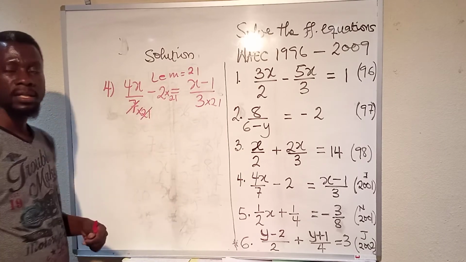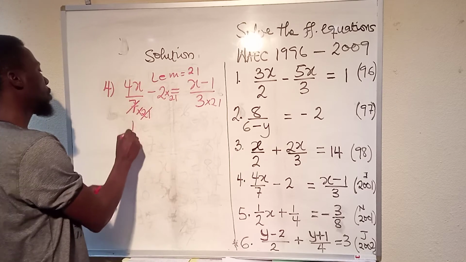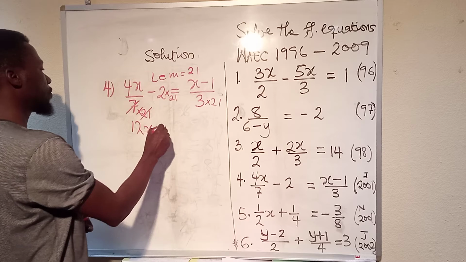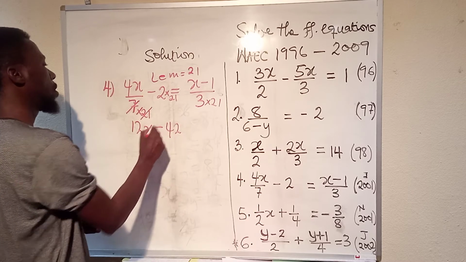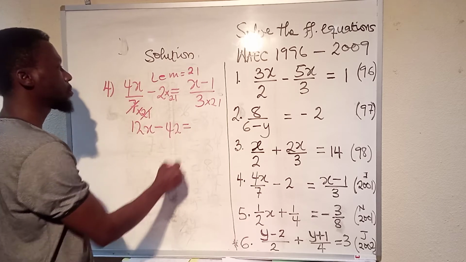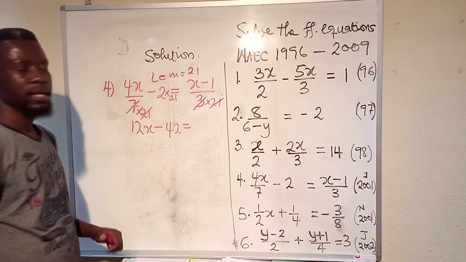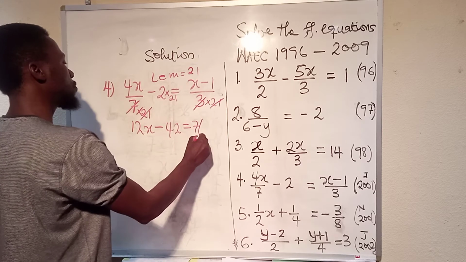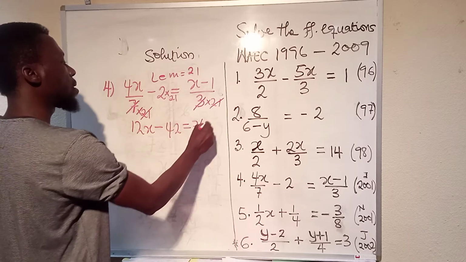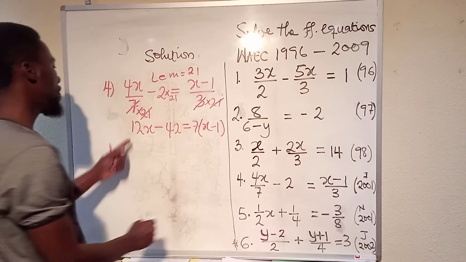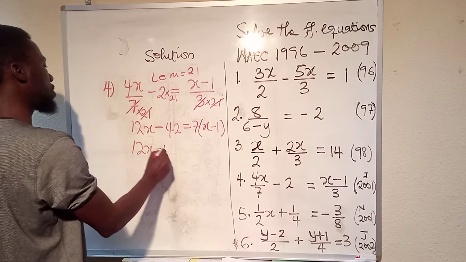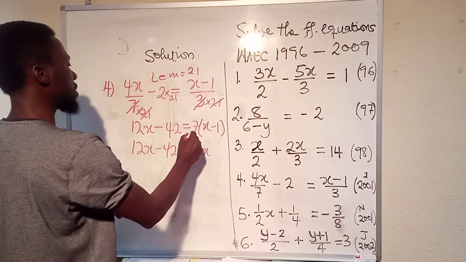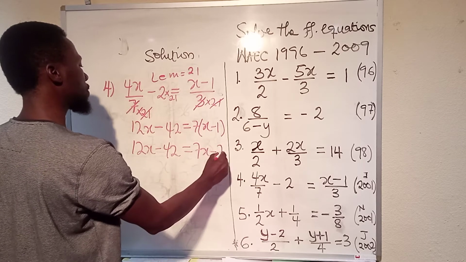7 into 21 is 3. 3 times 4x will give us 12x. Minus 2 times 21 will give you 42. Over here, 3 into 21 is 7. 7 times the numerator x minus 1, we introduce a bracket because it's a term, which is x minus 1. And that gives you 12x minus 42 is equal to 7 times x will give you 7x, and 7 times negative 1 is negative 7.